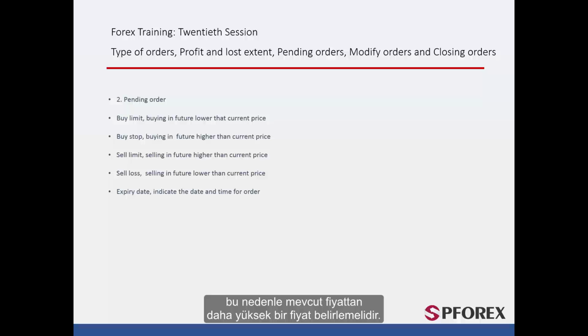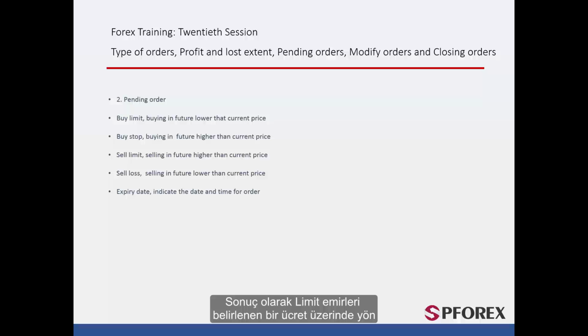Sell stop orders are placed whenever further price reduction is anticipated by a trader after the market price meets a certain lower price rather than the current price. Hence, a trader must select a lower price rather than the current price for a sell stop order.